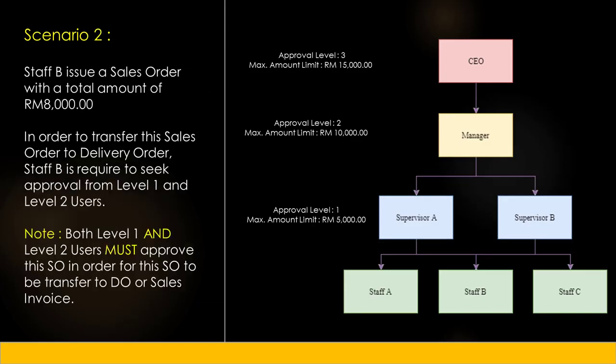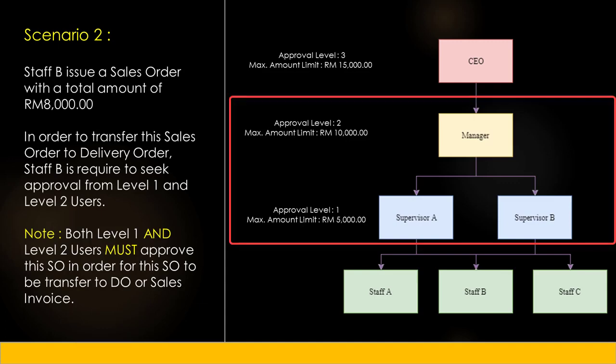In the second scenario, staff B issue a sales order with a total amount of 8,000. In order to transfer this sales order to delivery order, staff B is required to seek approval from level 1 and level 2 users. Please take note that both level 1 and level 2 users must approve this sales order in order for this sales order to be transferred to delivery order or sales invoice.